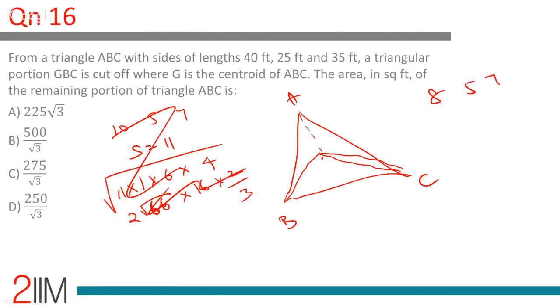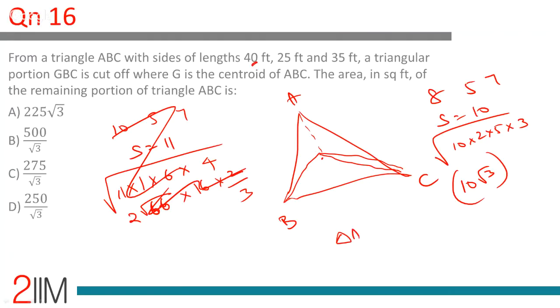8, 5, 7, that's the ratio of the sides. 8 plus 5, 13, 13 plus 7, 20. So the semi-perimeter is 10. So square root of 10 into 2 into 5 into 3. This is good. 2 into 5 is 10. So this is 10 root 3. That is the area of our 8, 5, 7 triangle. Each side is multiplied by 5, so the overall area of triangle ABC is 25 times 10 root 3. We're looking for 2/3 of this. 25 into 2 is 50, 50 into 10 is 500, so 500 root 3. Voila, here we go. Good.